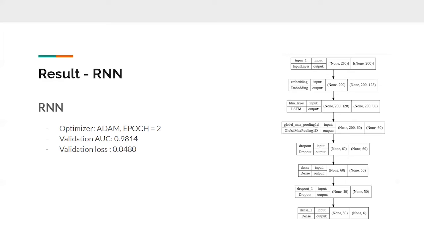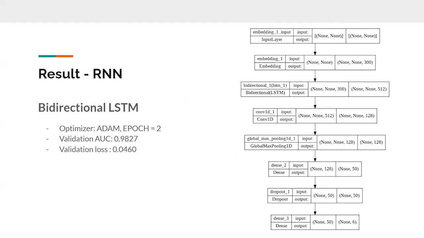Now the RNN. This RNN model used an LSTM layer, as you can see here, and it also involved dropout, pooling, and dense layers. Its validation AUC score was 0.9814. Next, this RNN model involves a bidirectional LSTM layer along with pooling, dense, dropout, and even a convolutional layer so that we could enhance the performance. The validation AUC score here is 0.9827.